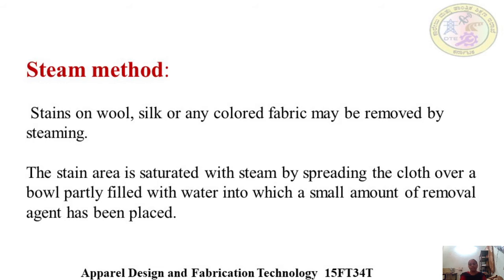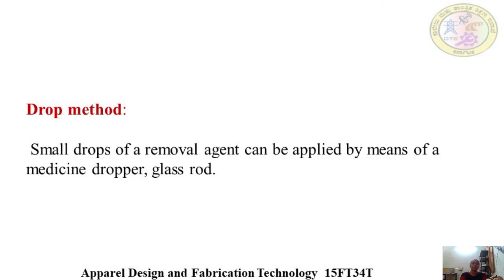So our first method is the dip method, where the whole garment or the fabric is dipped in the bucket or the tub which contains the stain remover. For the steam method, for stains on wool, silk or any colored fabric, the stain area is saturated with steam by spreading the cloth over that bowl partially filled with water into which a small amount of removal agent has been placed. So that is the steam method. Next is the drop method.